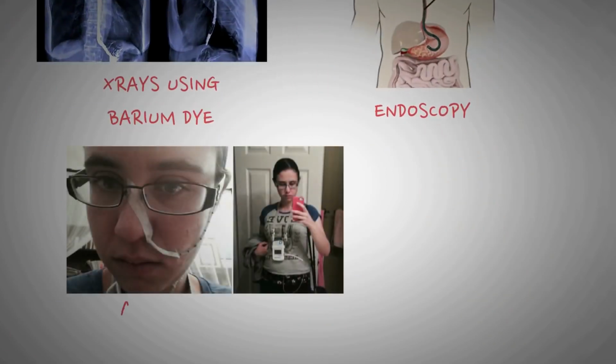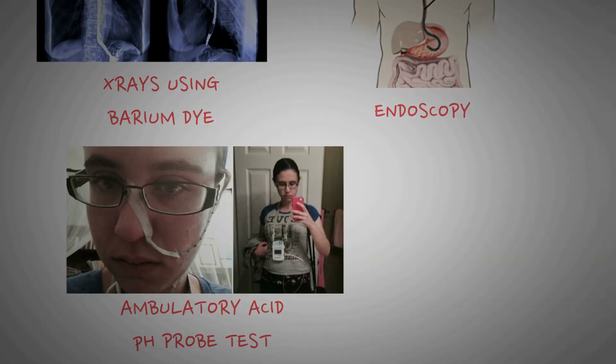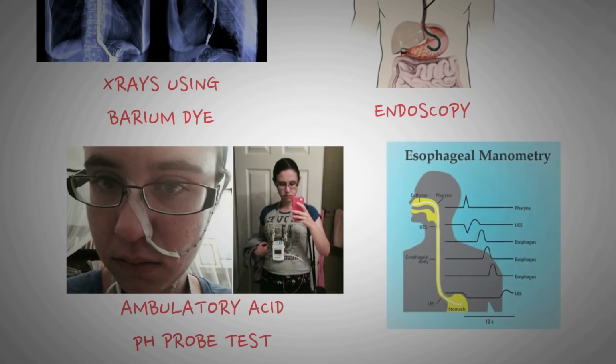Another test that can be used to diagnose gastroesophageal reflux disease is the ambulatory acid pH probe test. In this test, a monitor is placed in your esophagus to identify how frequently the acid from your stomach regurgitates up into your esophagus. The monitor is connected to a small computer that you can wear around your waist. Esophageal manometry measures the rhythm of muscle contractions in your esophagus, and that is done when you swallow. It also measures the coordination and force exerted by the muscles of your esophagus.